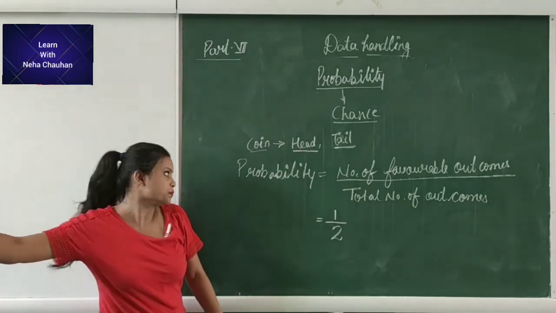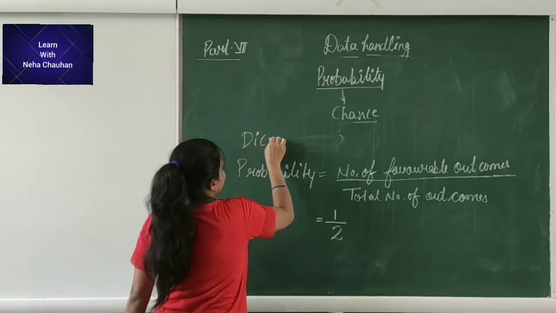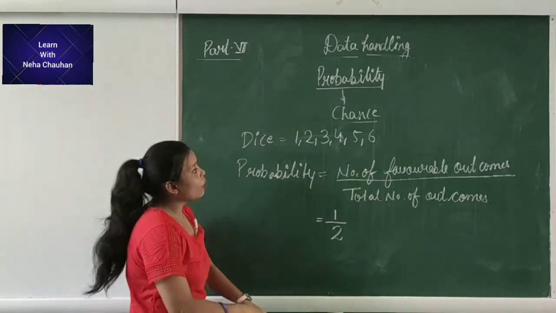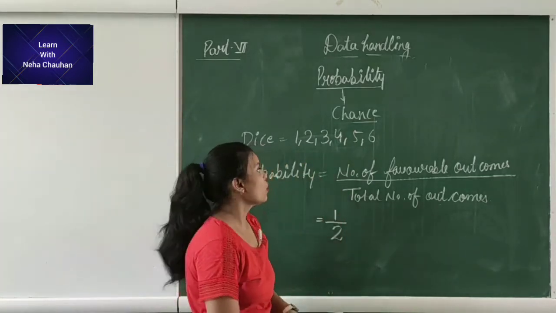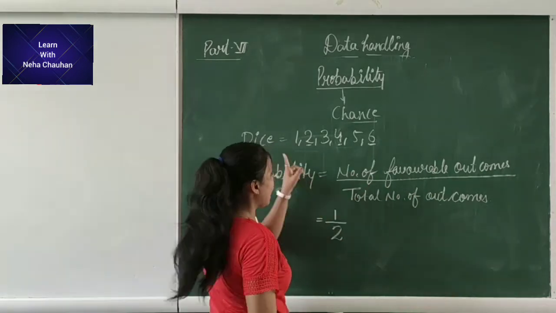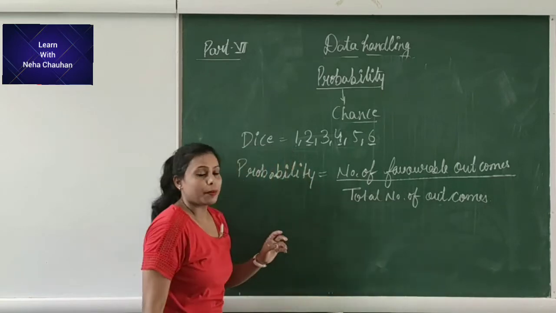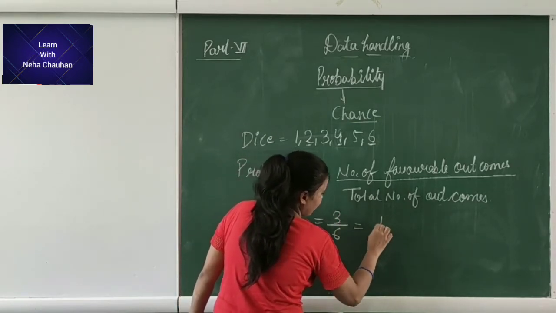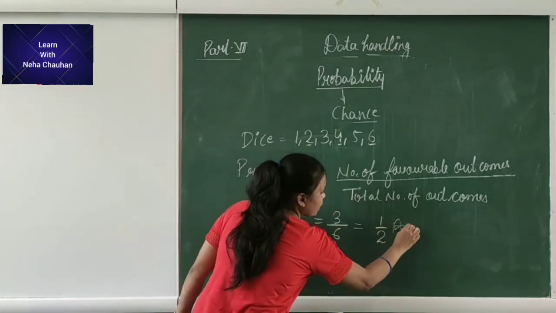Okay, let's take another example. If I take a dice consisting of 6 numbers, 1, 2, 3, 4, 5 and 6. Now I want the number which comes on the top to be an even number. So, how many even numbers? 1, 2 and 3. So, favorable outcomes will be 3, and total number of outcomes are 6. So, the probability of coming an even number on the dice will be 3 by 6, or we can say 1 by 2, because dividing 3 by 6 gives 1 by 2. That will be your answer.